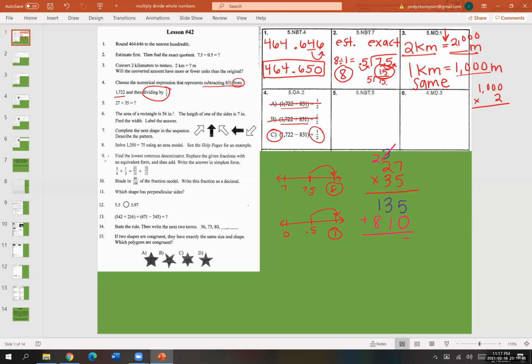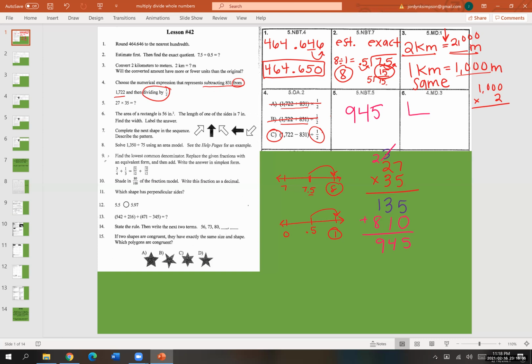5 and 0 is 5, 3 and 1 is 4, 1 and 8 is 9. So 27 times 35 is 945. Number 6, the area of a rectangle is 56 inches squared. The length of one of the sides is 7 inches. Find the width and label your answer.